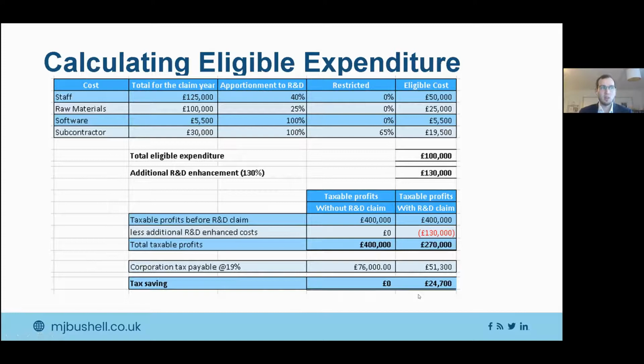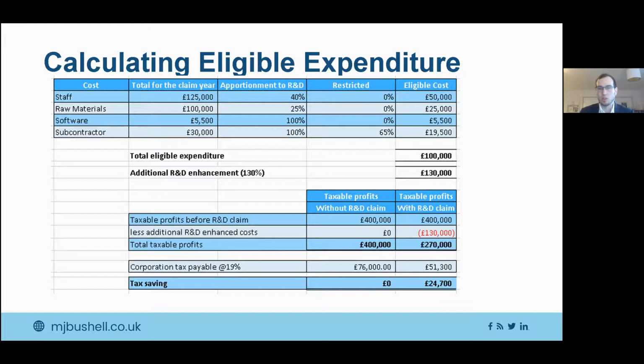So you can see that by identifying an R&D project with £100,000 of qualifying R&D costs, you actually managed to reduce your corporation tax liability for the year by £24,700, which, when broken down, is 24.7p for every £1 of qualifying R&D that you identify. So it's really beneficial. As you can see, it's actually the best tax relief that a limited company can receive from HMRC. And this example is for a profit-making company.